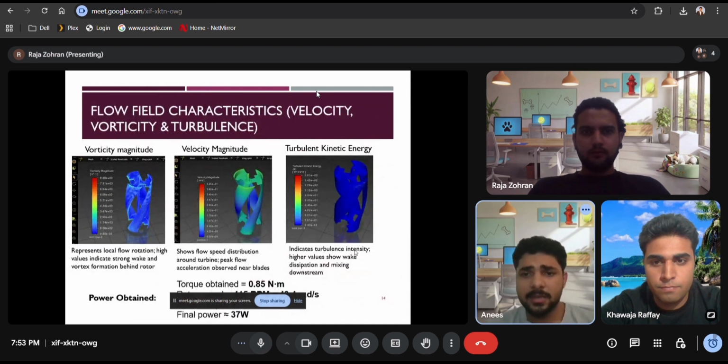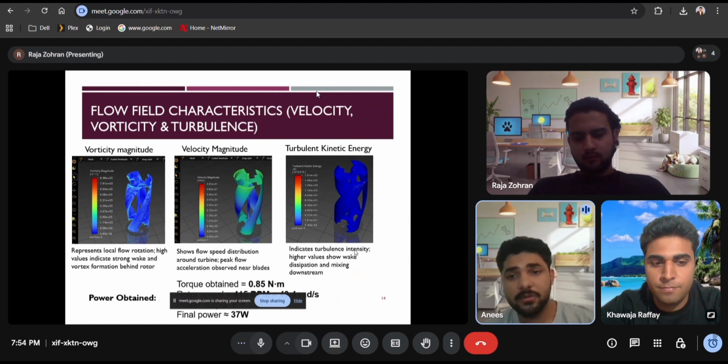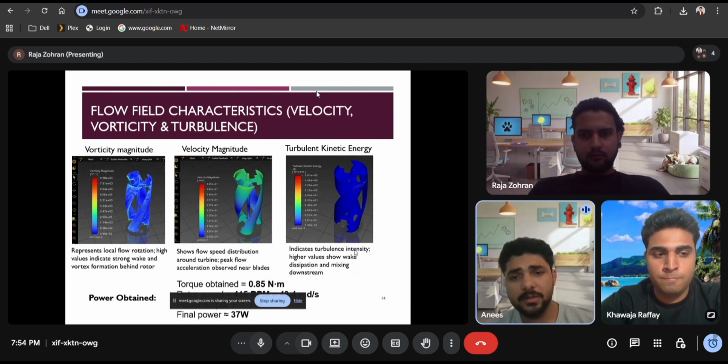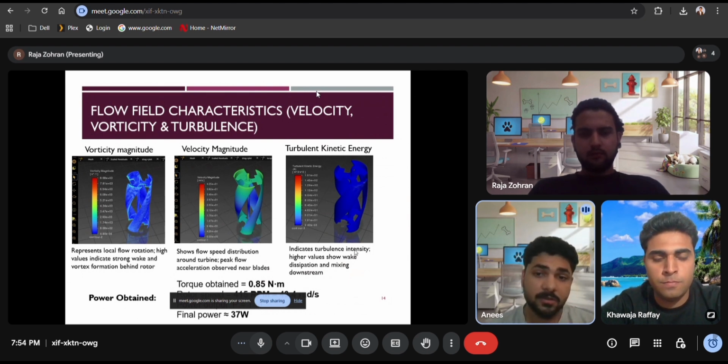Now moving on, this slide shows detailed flow field characteristics, including velocity, vorticity, and turbulent kinetic energy. The velocity contours clearly indicate the acceleration of airflow near the blades, while the vorticity plot highlights strong rotational flow and vortex formation behind the turbine. This wake region represents energy extraction from the wind. The turbulent kinetic energy plot shows how turbulence develops and dissipates downstream. Using the obtained torque value and rotor speed of 415 rpm, which is equivalent to 43.4 radians per second, the calculated power output comes out to be approximately 37 watts.